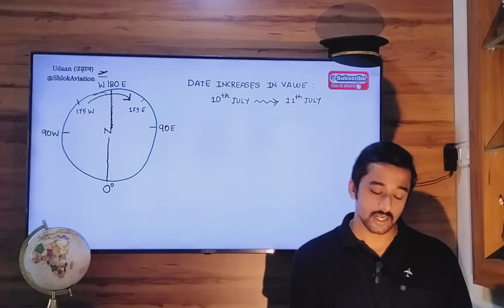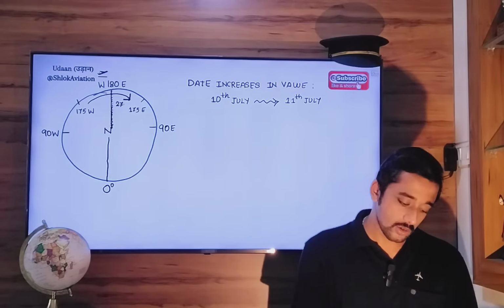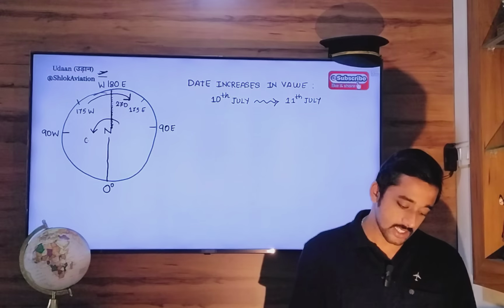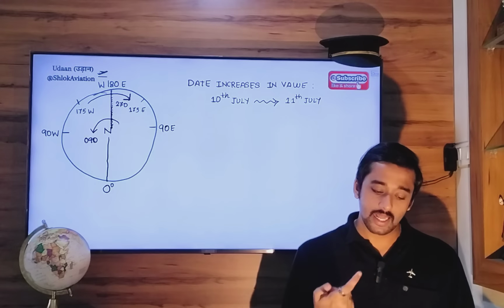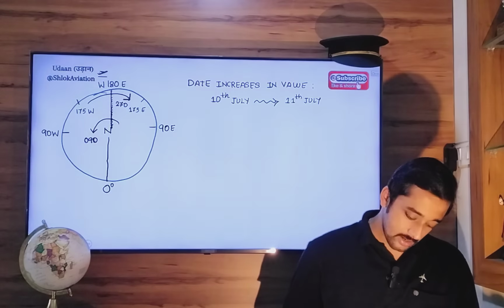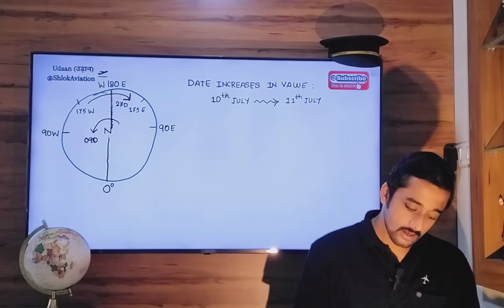Correction: all clockwise directions are westerly, and anti-clockwise directions are easterly. So yes, 10th July will become 11th of July. And what happens to the day?